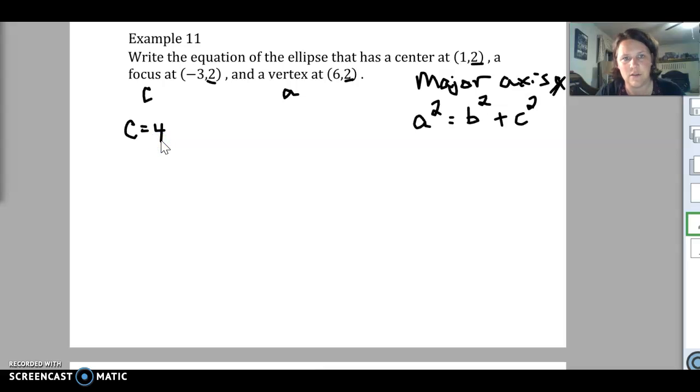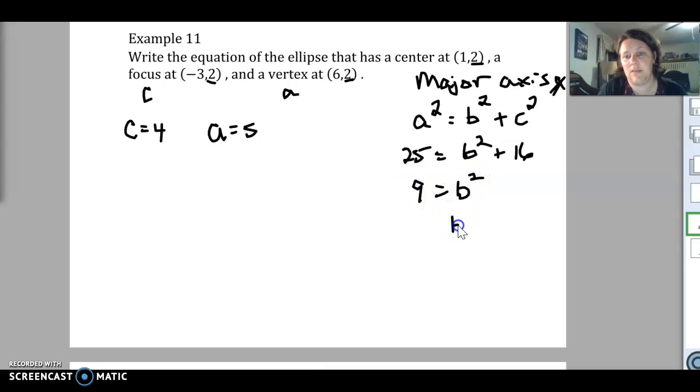And then our vertex is at (6, 2). Our center is at (1, 2). So to go from the point (1, 2) to the point (6, 2), that's 5 units. So that means a equals 5. That means this is going to be a 3, 4, 5, but we'll go ahead and fill this out anyway. So a squared would be 25, c squared is going to equal 16. So 9 is going to be equal to b squared, and b is going to be equal to 3.